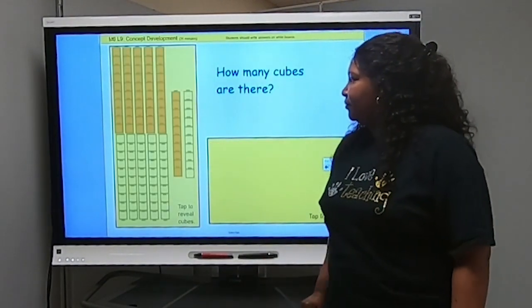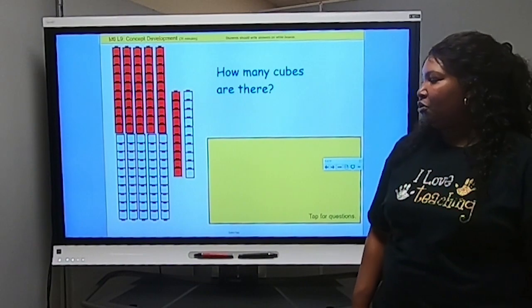Okay, let's try another one. How many cubes are there?